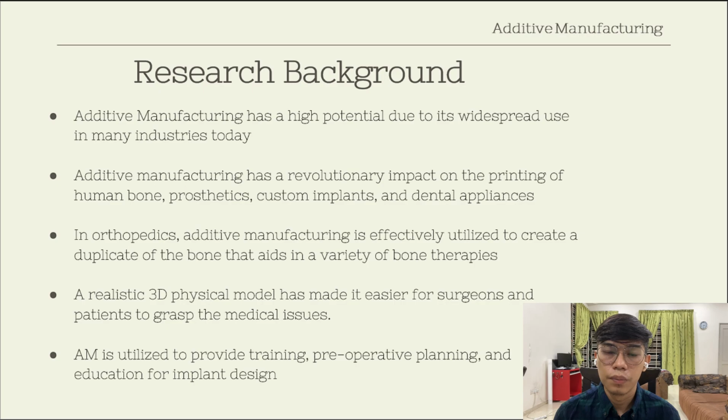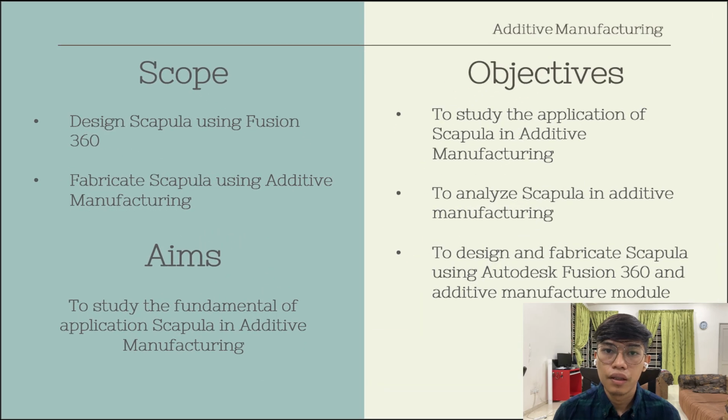For the objectives, the first objective is to study the application of scapula in additive manufacturing. Next, to analyze scapula in additive manufacturing. Next, to design and fabricate scapula using Autodesk Fusion 360 and the additive manufacturing module. For the scope, the first is to design scapula using Fusion 360. The second is to fabricate scapula using additive manufacturing. The aim is to study the fundamentals of the application of scapula in additive manufacturing.